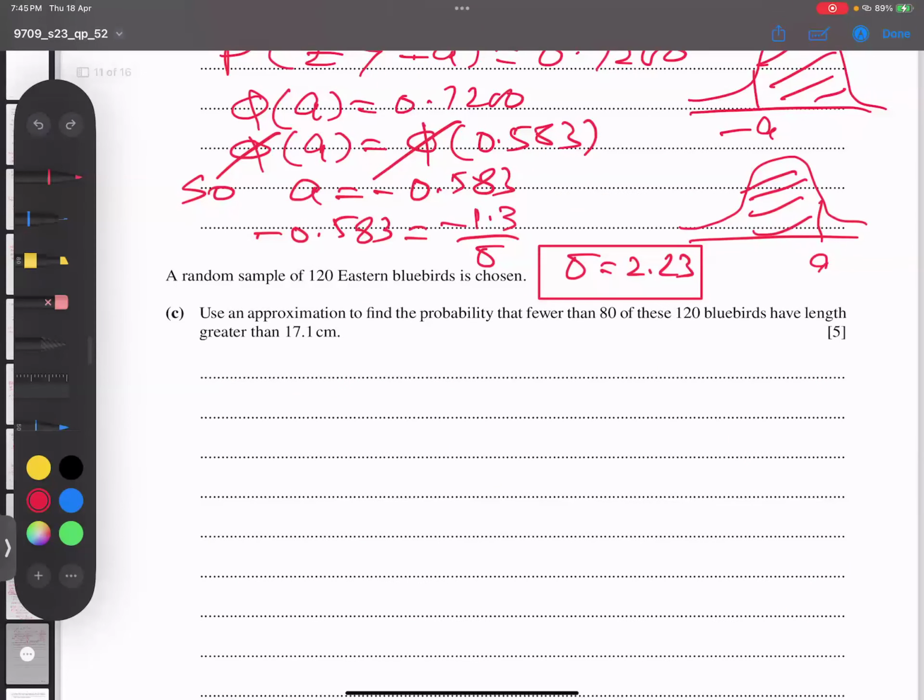Now he said approximation: a random sample of 120 eastern bluebirds is taken, so n is 120, the sample size. Now he said approximation.